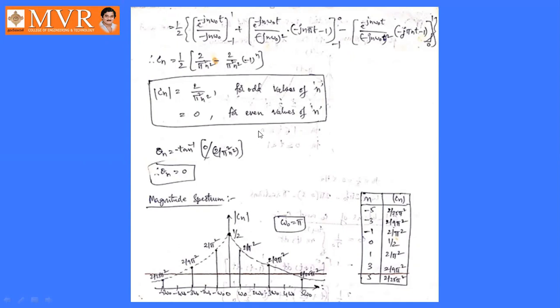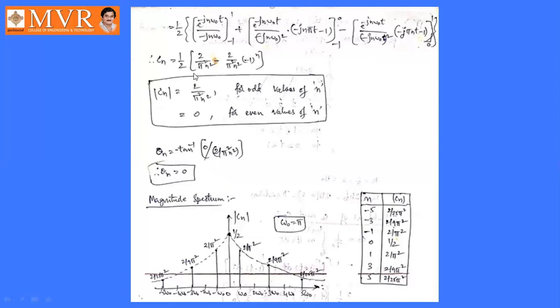Similarly, theta n is minus tan inverse of imaginary value by real value. Here there is no imaginary value, so it becomes tan inverse 0, that is 0. So theta n is 0. There is no phase spectrum for this problem. Only we have the magnitude spectrum, for which mod Cn equals this.